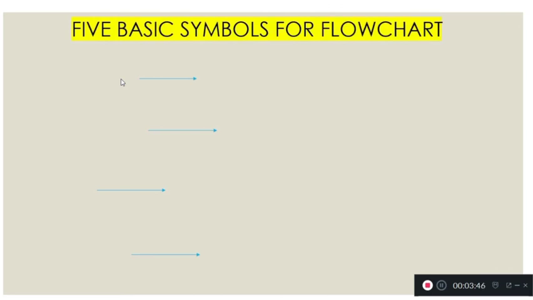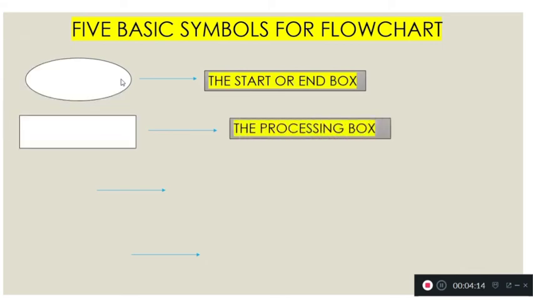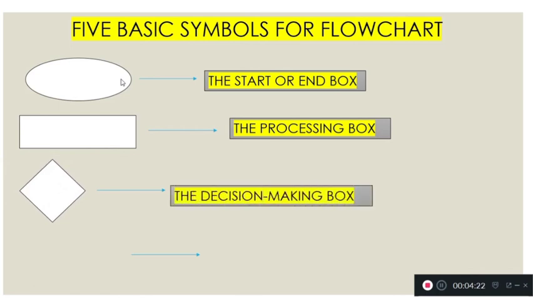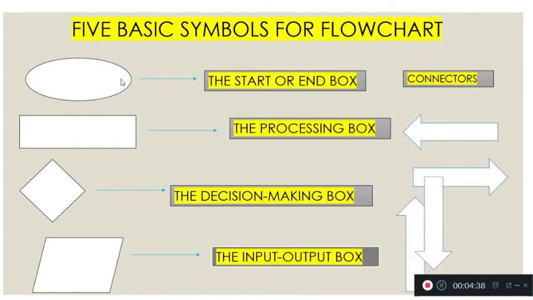Now, the next step after writing an algorithm is to produce a flowchart. The flowchart is a pictorial representation of an algorithm. There are 5 basic symbols of a flowchart. First is the start or the end box. Next is the processing box. The third symbol is the decision making box. Fourth one, the input output box. And the fifth one is known as connectors, which are also called upward, downward, left side, right side arrows.